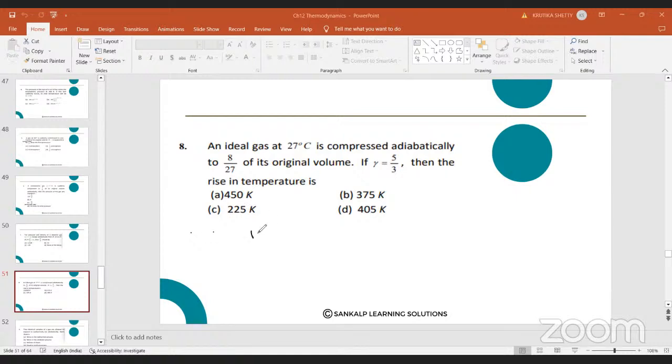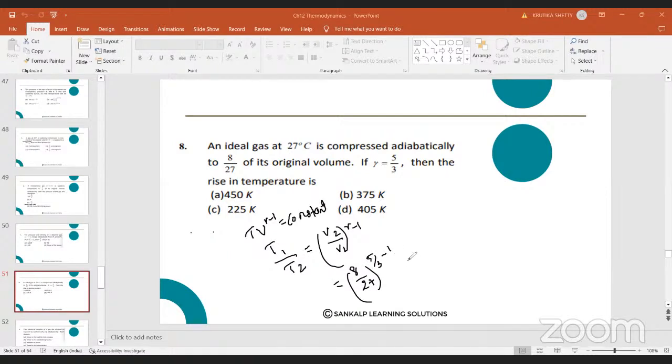Based on temperature and volume, the equation is T V raised to gamma minus 1 is equal to constant, right? Therefore, T1 divided by T2 is equal to V2 divided by V1 to the power of gamma minus 1. The volume they are giving you is 8 by 27, to the power of 5/3 minus 1. What is 5/3 minus 1? It is nothing but 2/3. So this is equal to 8 divided by 27 to the power of 2 by 3.